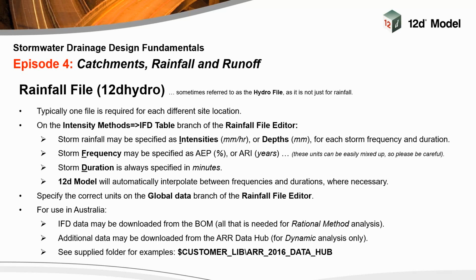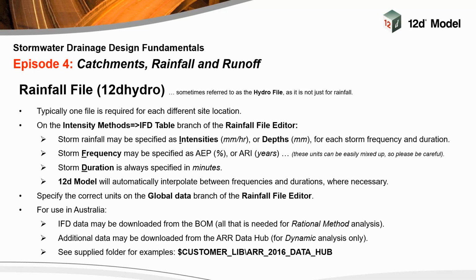And what we're typically talking about when we create this 12D hydro file, as it's called, or that's the file extension, for each different site location for a job, you'll typically need a special file just for that one site, because rainfall intensities tend to vary across the geography from place to place, and in Australia at least, they've broken it down into quite a fine grid of about 1.5 kilometre by 1.5 kilometre grid, I think, from memory. So it's really like moving from suburb to suburb, you'll need a different file.